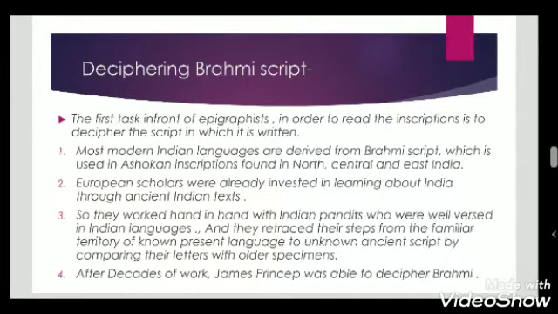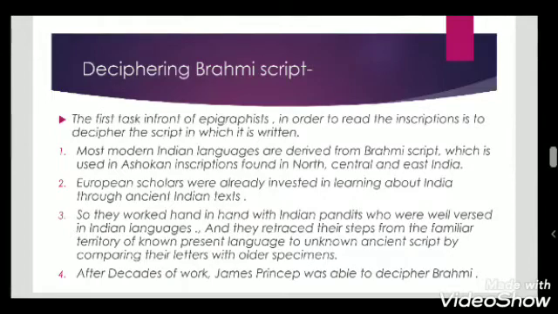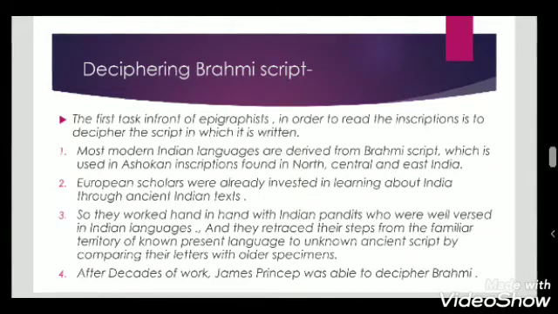But the scripts used for writing this Prakrit language during the Mauryan times were two. One was Brahmi, which was widely used in Central India, East India, and North India. The other one was Kharoshti, which was used in the northwestern part of India. That is beyond the Indus River and its valleys, including the region of Takshila and others, extending till Iran.